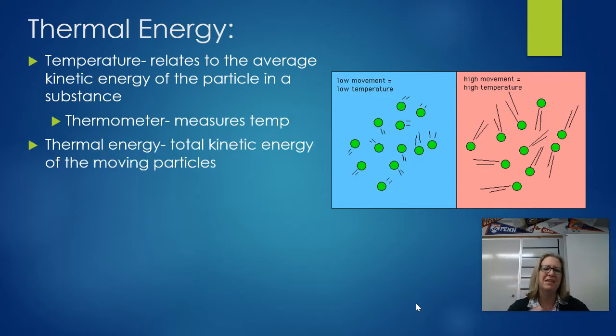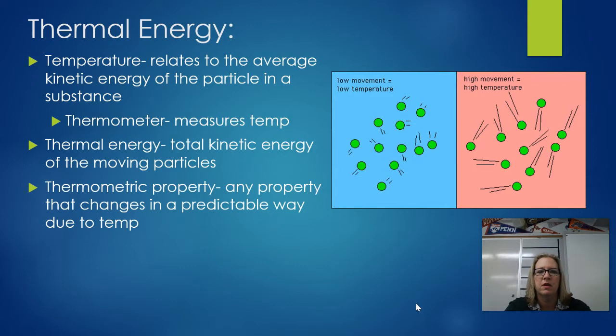All right. Now, thermal energy is the total kinetic energy of the moving particles. It's not just the average, it's like an amount of all of the particles. So if I have a small cup of boiling water and I have a large bucket of boiling water, they'll read the same temperature, but the bucket will have a much higher thermal energy because there's more particles. Okay, so it's a total measurement of the particles.